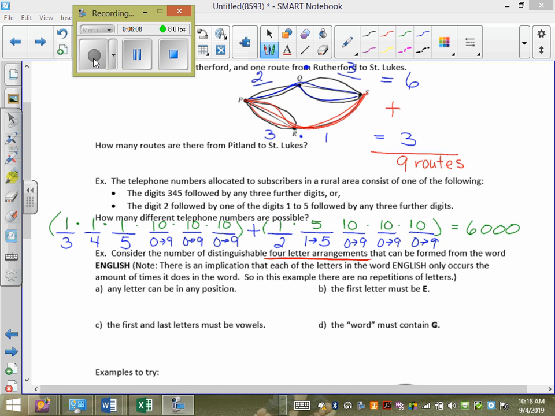We need to read thoroughly four-letter arrangements of English. That does not mean we're rearranging the whole word English, correct? Just four letters of it. So how many blanks are we going to have?